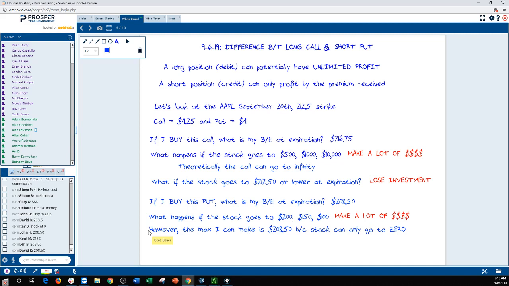So again, there's a little bit of difference between reality and theoretical, right? So theoretically it's unlimited. In reality it's not, because the stock can only go to zero, right? Which is not going to happen. Well, I guess I shouldn't say that. Stranger things have happened, but if it did, we'd be in a whole lot of other trouble, right? Okay, so Randy, are we good with this so far on the long debit side of things before we flip this over and go to the sale or the short side of things?